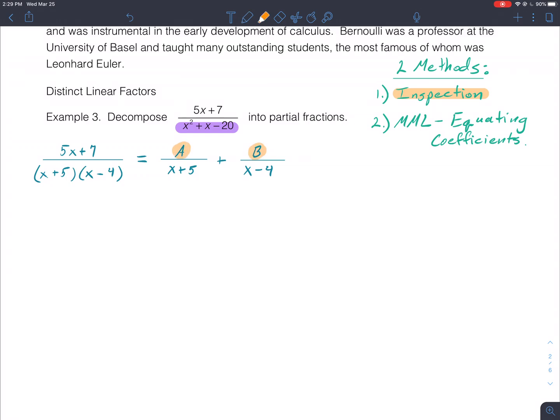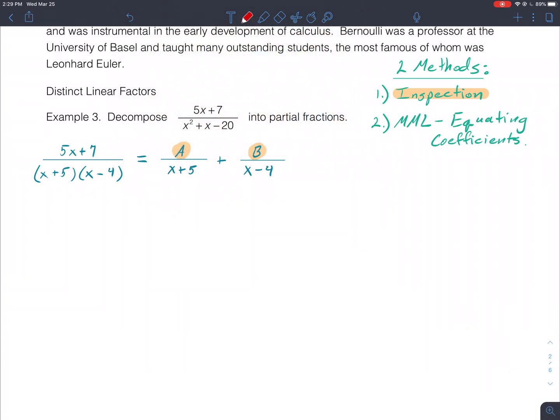We have to try to find what A and B are so that we can legitimately say that 5x plus 7 over x plus 5 times x minus 4, or 5x plus 7 over x squared minus x minus 20, is able to break apart into this fraction with whatever A is, plus this fraction with whatever B is. That's our job. All right, so let's get to it.